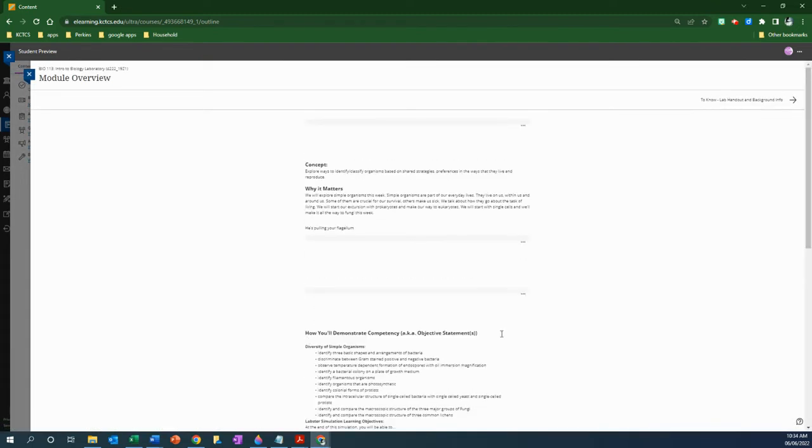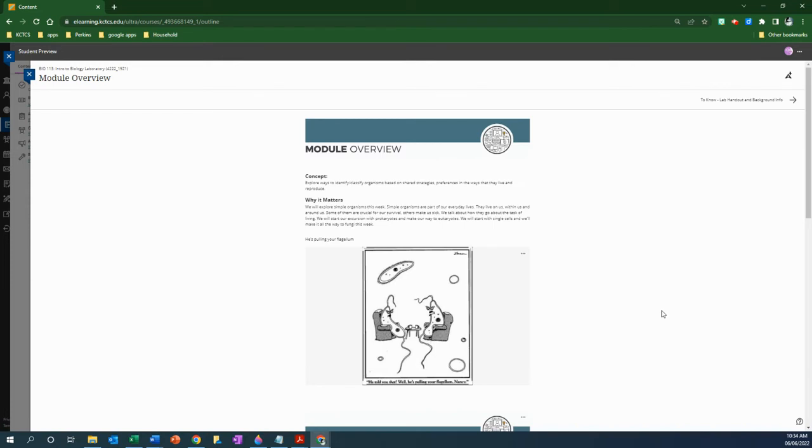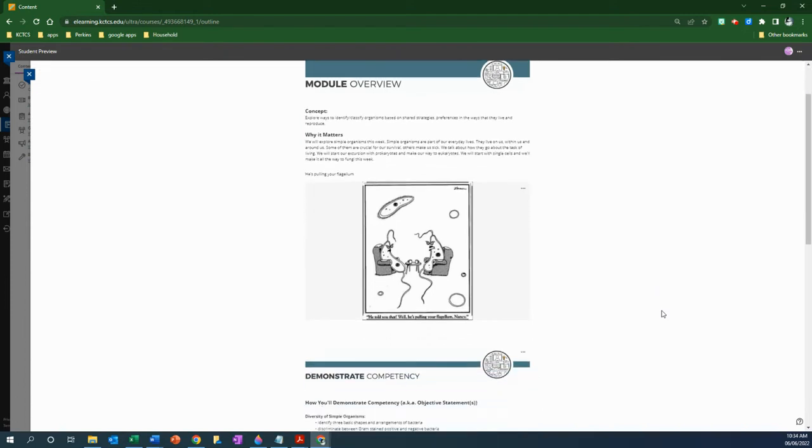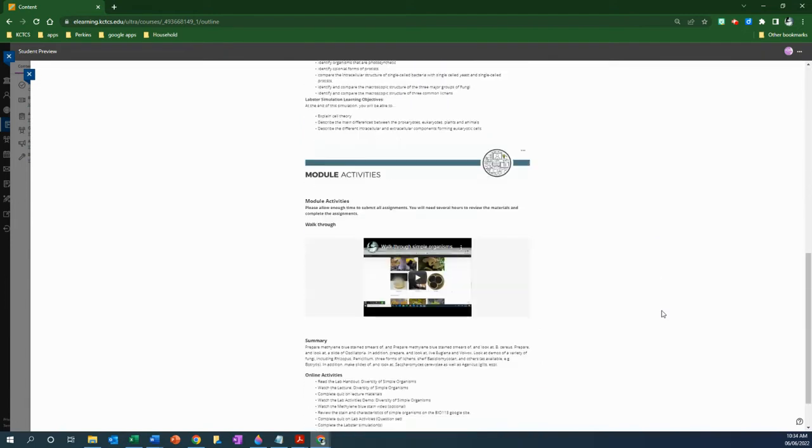All right, as usual, we've got the module overview. We're going to talk about simple organisms. We're going to start with prokaryotes, make our way to eukaryotes, and then we get to the bigger animals with the next one. This one will take you all the way through fungi.